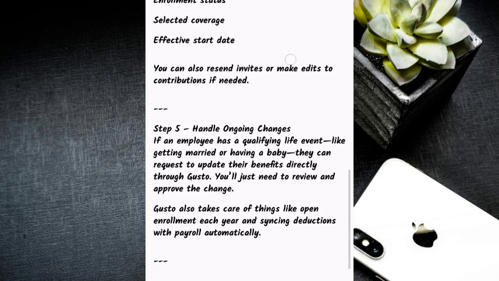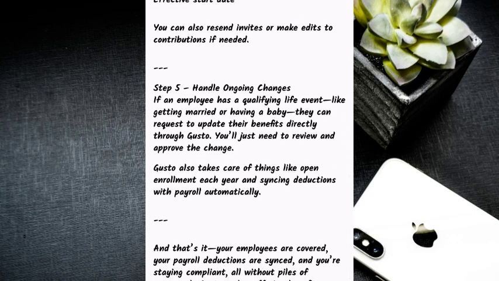The fifth step is to handle ongoing changes. So if an employee has a qualifying life event like getting married or having a baby, they can request to update their benefits directly through Gusto. You just need to review and approve the change. And Gusto also takes care of things like open enrollment each year and syncing deductions with payroll automatically.